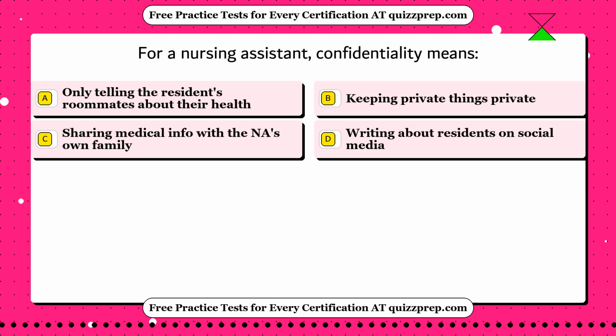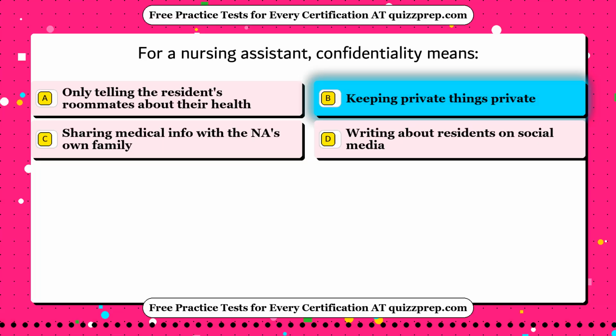Question 70. For a nursing assistant, confidentiality means option A, only telling the resident's roommates about their health. Option B, keeping private things private. Option C, sharing medical info with the NA's own family. Option D, writing about residents on social media.